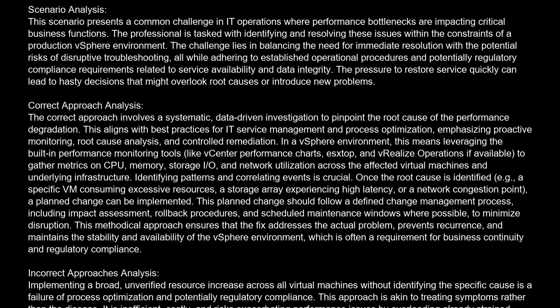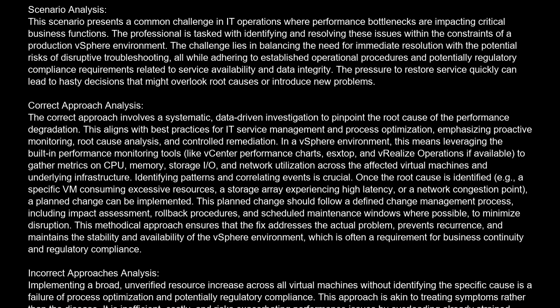Once the root cause is identified, e.g., a specific VM consuming excessive resources, a storage array experiencing high latency, or a network congestion point, a planned change can be implemented. This change should follow a defined change management process, including impact assessment, rollback procedures, and scheduled maintenance windows where possible, to minimize disruption. This methodical approach ensures that the fix addresses the actual problem, prevents recurrence, and maintains the stability and availability of the vSphere environment, which is often a requirement for business continuity and regulatory compliance.